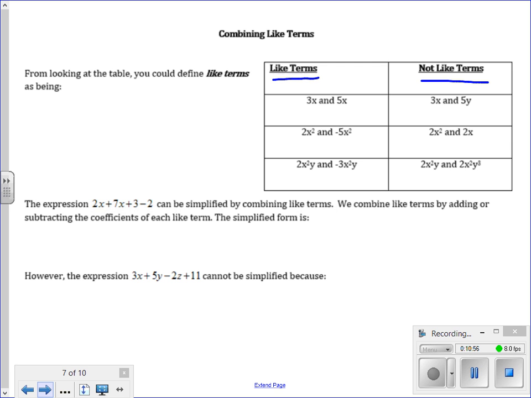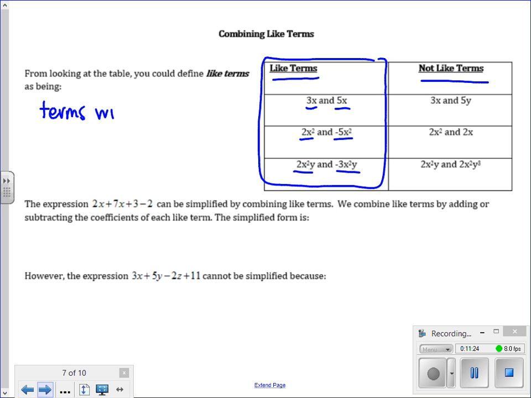Now when I look at the column that says like terms right here, I have 3x and 5x, 2x squared and negative 5x squared, then 2x squared y and negative 3x squared y. So it looks like those terms in the column for like terms have the same variables and exponents. So like terms are terms with the same variables and exponents.